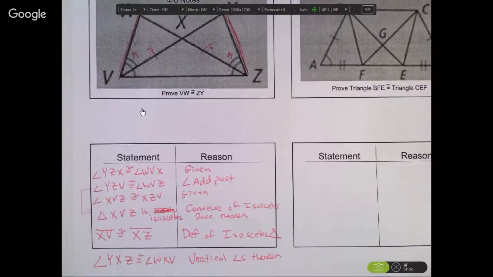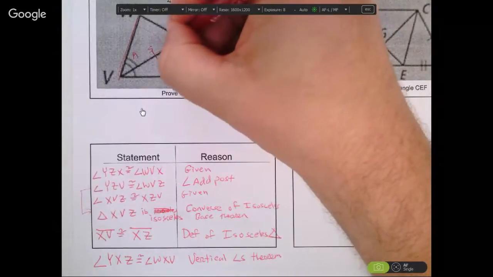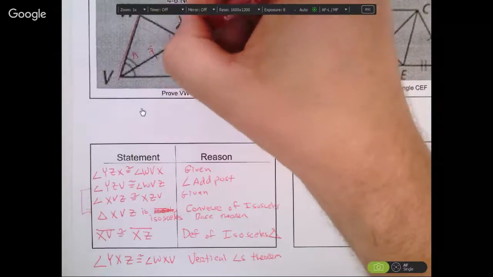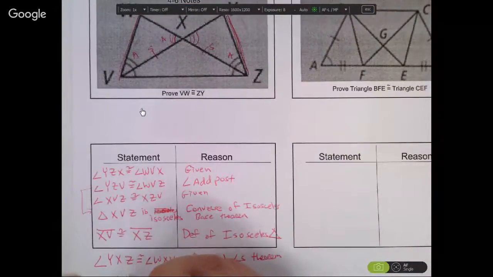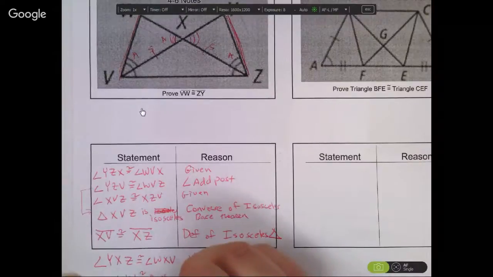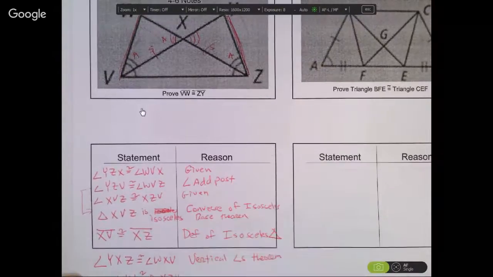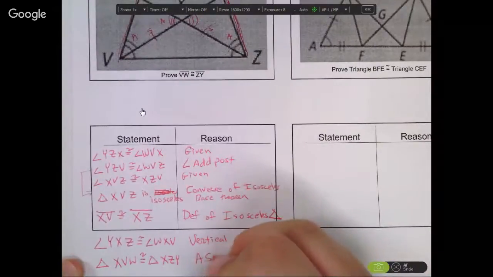Okay, so now we have that this angle here, and I have to use 3 little arcs. Triangle XVW is congruent to triangle YXZ. You want to use the same letter order, so XZY. That's ASA, angle side angle.